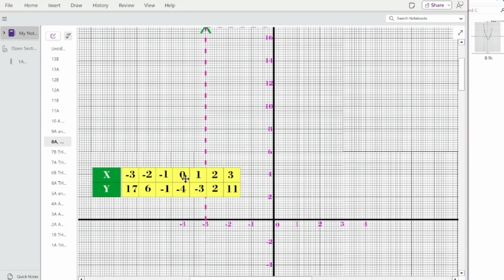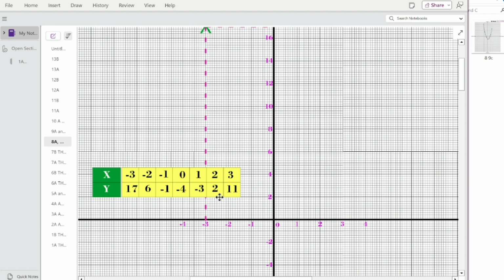The next point is when x is 0, y is minus 4. So when x is 0, this is 0 on x-axis, y is minus 4, so it's exactly at this point. The next point says when x is 1, y is minus 3. It is down here, in between minus 2 and minus 4, you have minus 3. So it's on this point, you have your minus 3.